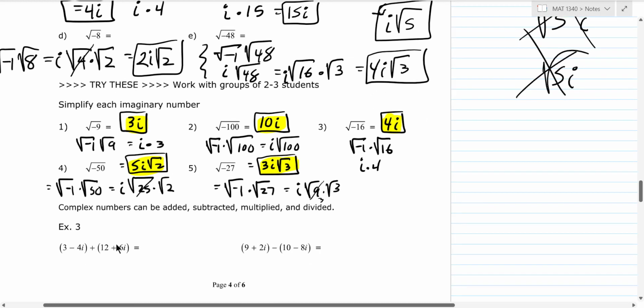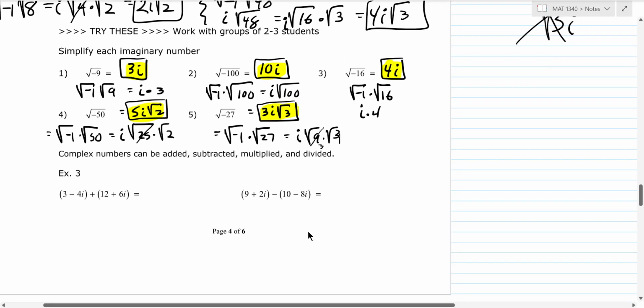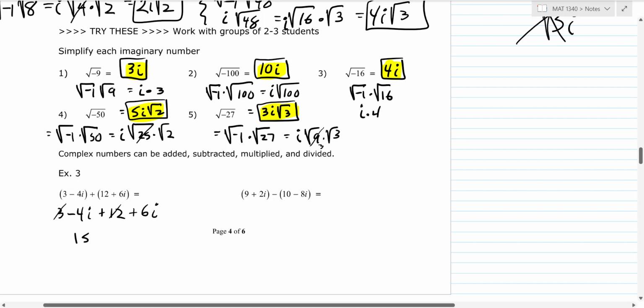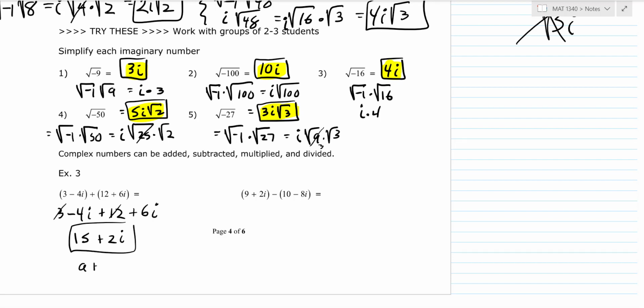Down at the bottom, I'm not going to go over how to add and subtract complex numbers. I guess I'll go ahead and just show you, but we're not going to deal with this any. Really, when you add two complex numbers, it can be thought of as just combining like terms. That's really all it is. So this would be 3 plus 12 would be 15. Negative 4i plus 6i is 2i. So that would be the complex number solution. And again, you write the complex number form as a number plus a number times i, a plus bi.